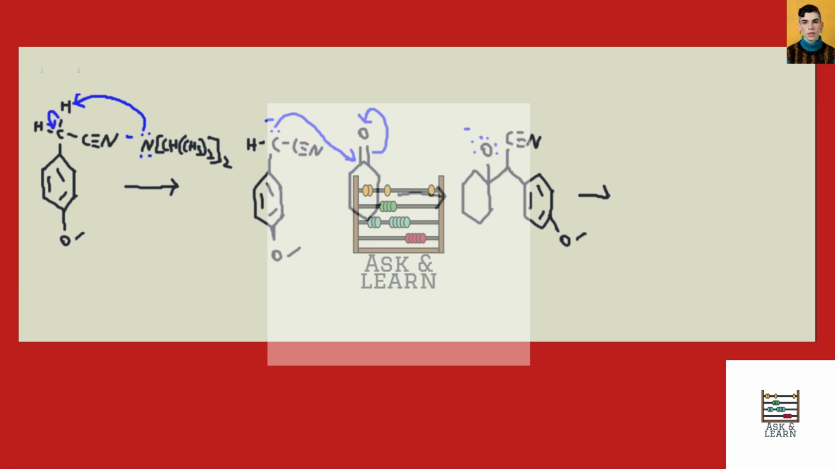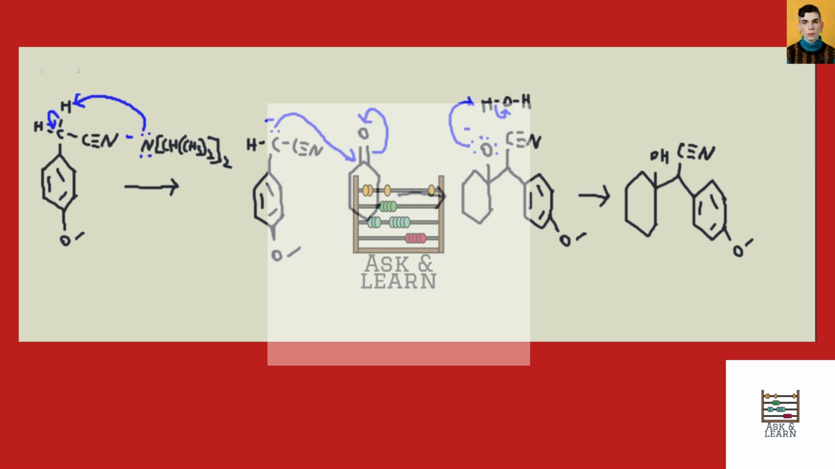And so the final step is just going to be protonation. So that's why water is the third reagent in this sequence. So there we go, just like that. And that is going to get us to our product X. Okay, there we go. So there's the mechanism for the formation of X.